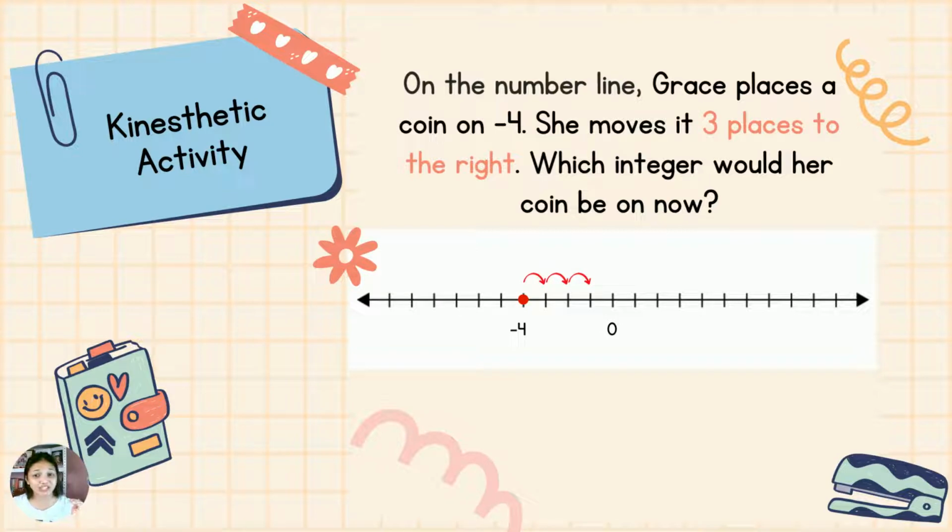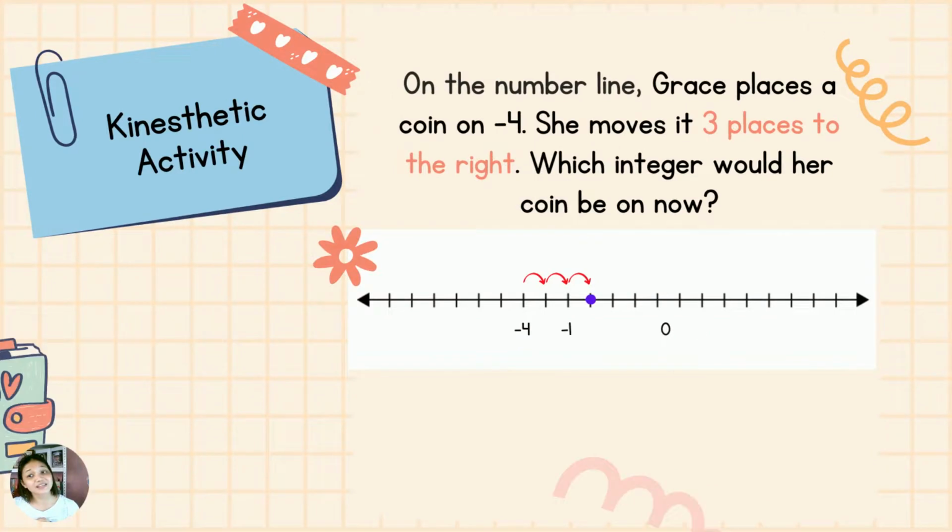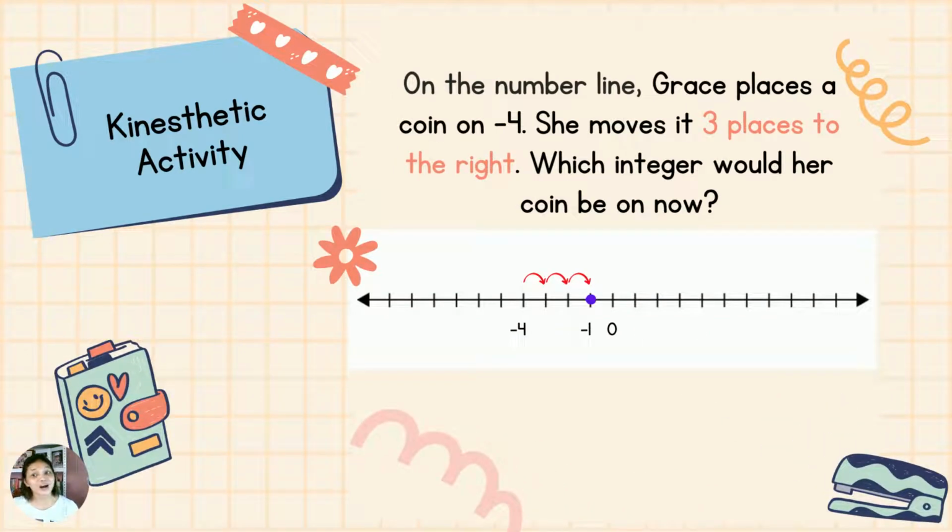Siyempre, papunta siya sa right. Ayan, papunta siya sa right. What number could it be? What integer could it be? If your answer is -1, ayan, syempre, you are correct.